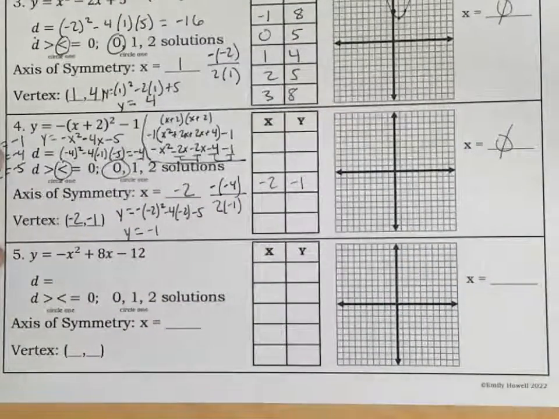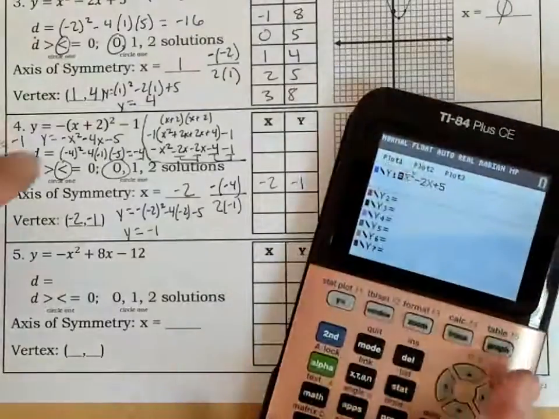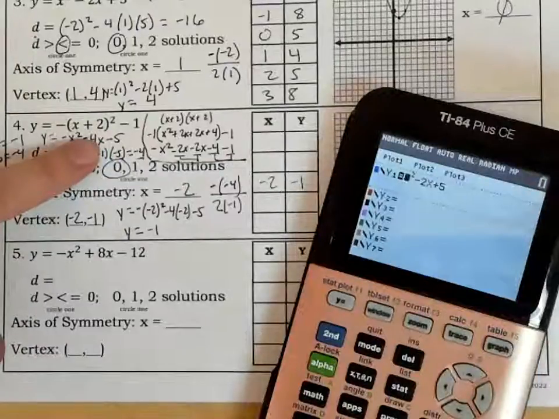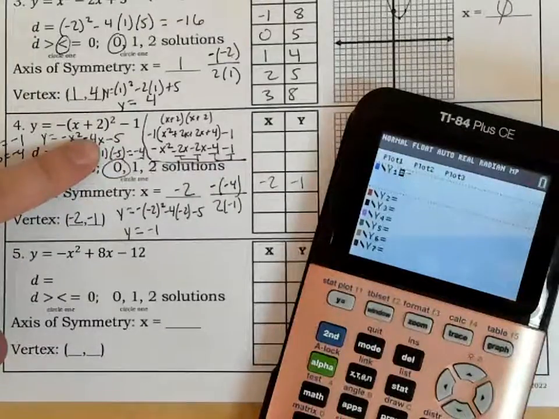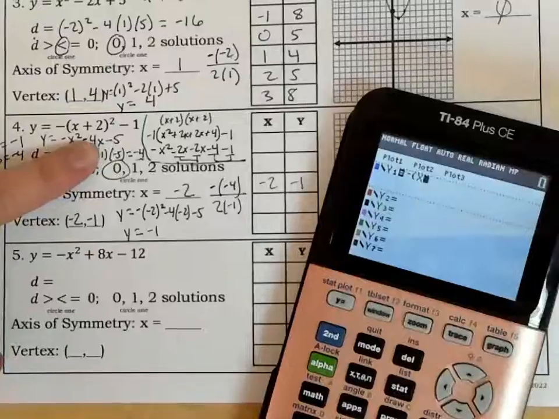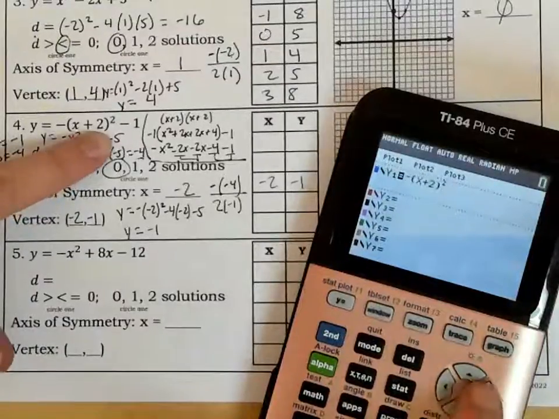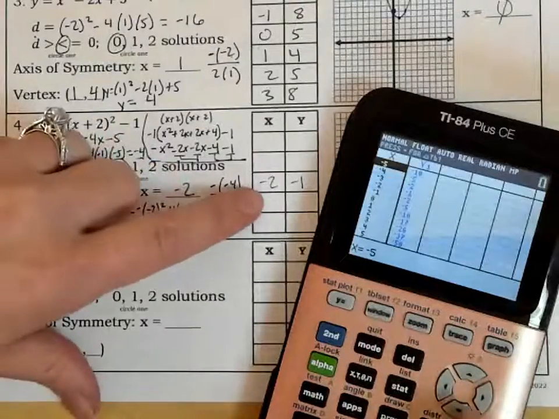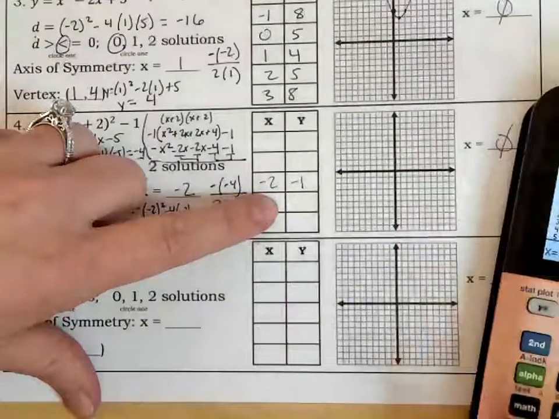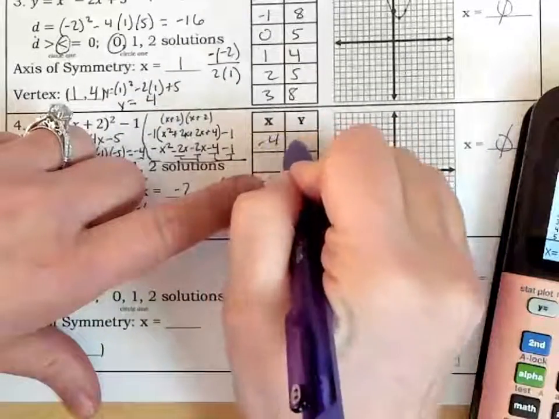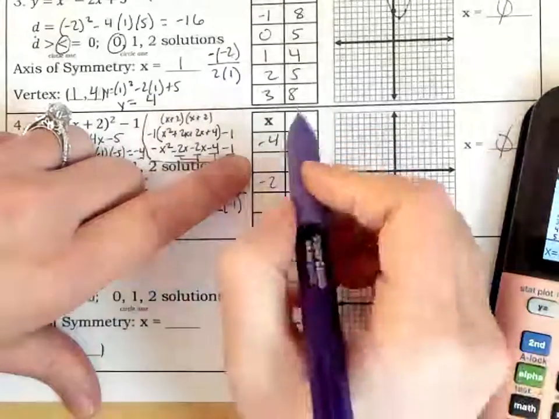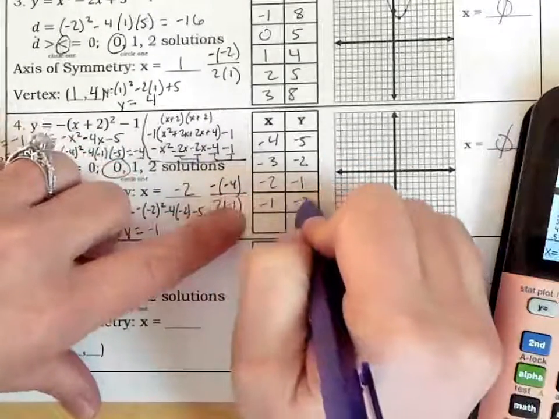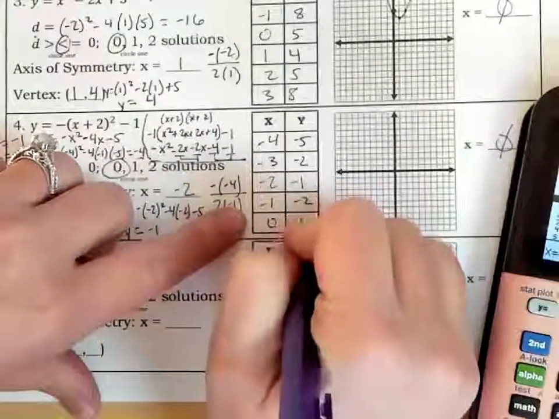So my vertex here is -2, -1. And of course, I'm going to use my calculator. I'm actually going to type it straight in as this format right here, the vertex form. I'm going to do a negative, in parentheses, x plus 2, close the parentheses, square that binomial, and then subtract 1. And I can put in my table. And I see the -2, -1, and I need to do -4, -5. Below that, -3, -2, then -1, -2, and 0, -5.